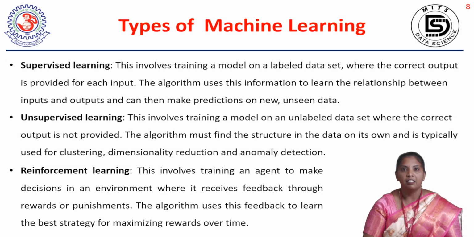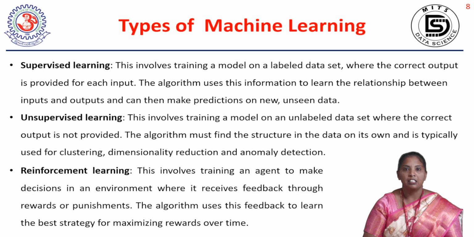Let us see the types of machine learning. This is one of the important topics of machine learning. There are three types of machine learning: supervised learning, unsupervised learning, and reinforcement learning. Supervised learning is nothing but the data where we are going to train the machine learning model will be in labeled format.